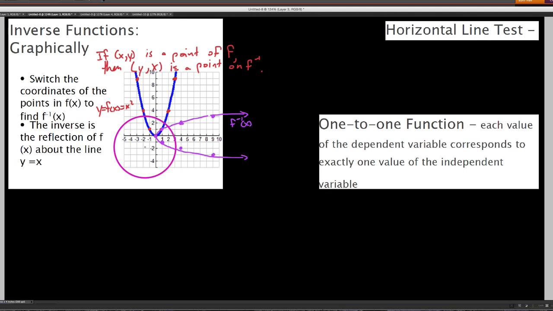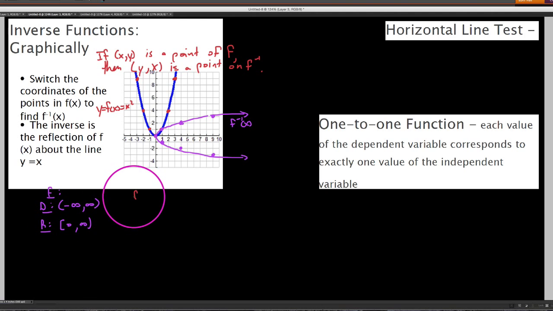So a couple of notable things here. First of all, the domain of the original function up here, this is f, was negative infinity to infinity. It goes left and right forever and ever, whereas the range, I notice, is all y values greater than or equal to 0. So we say starting at 0 and going up to infinity.